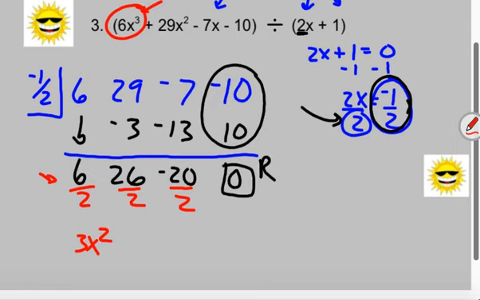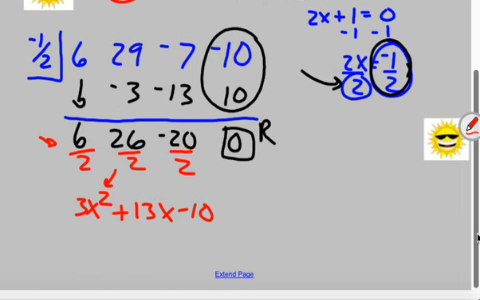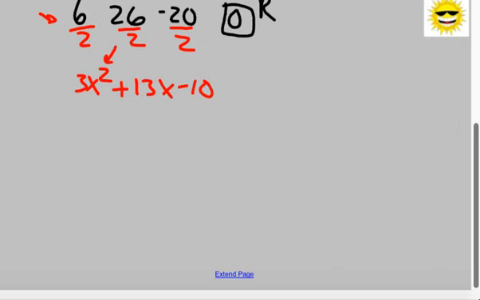This has a degree of 3. Our quotient or answer has a degree of 2. Plus 13x minus 10. We're going to get two factors out of this, but we have to factor it. So we're going to have to use a little bit of trial and error. Factors of 3, 1 and 3. So it's not too bad.